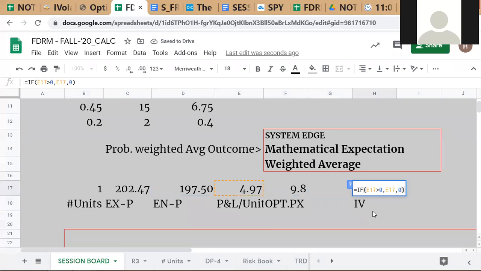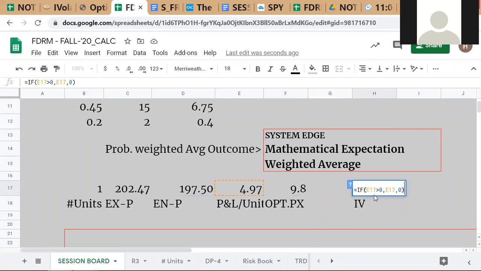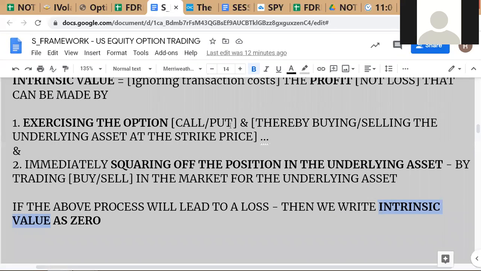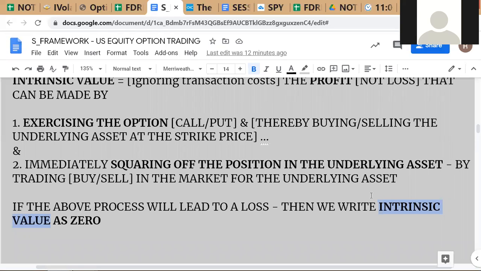And in fact, the way you write the formula straight away tells you what the concept of IV is, once you know how this particular number came about. This is the P&L from exercising the option and squaring off the underlying asset position. Why am I writing this formula like this? Because of the last line and the rest of the definition. What is the profit by doing step 1 and step 2? But if the above process leads to a loss, then we write the intrinsic value as 0.